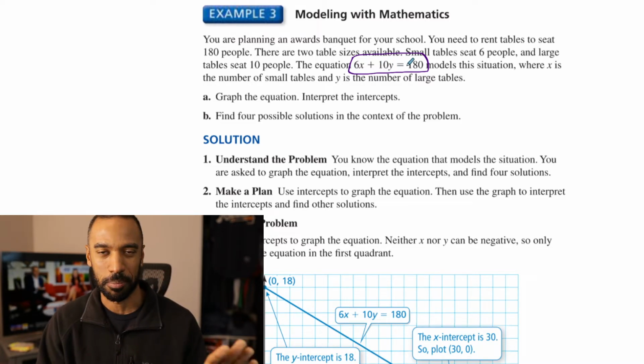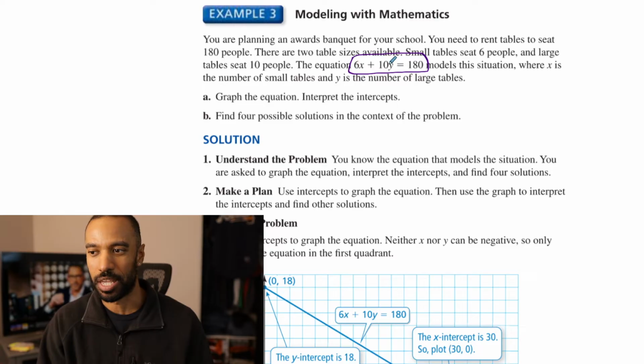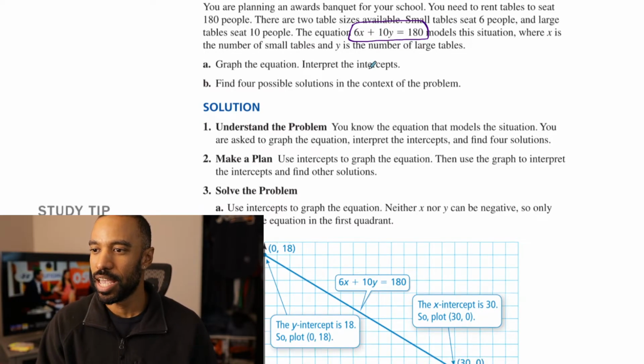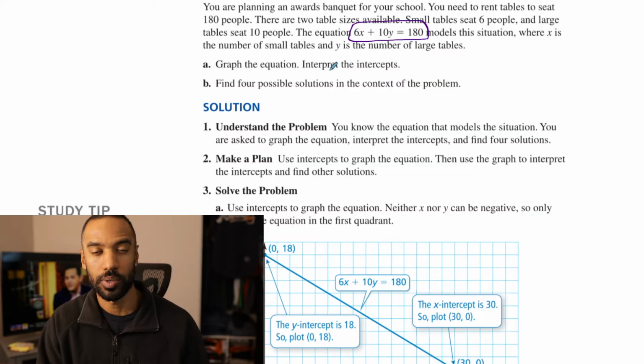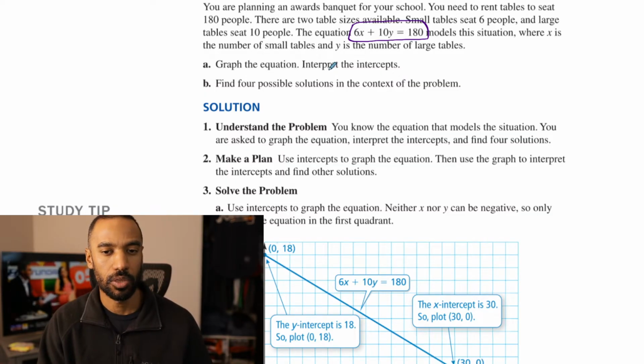Like, I'm thinking of dividing everything by 2. I'm going to leave it. We're going to keep it like this for context's sake. Now, they stated, graph the equation, interpret the results. For us to graph the equation, we'll do it simply by finding the x-intercept and the y-intercept.